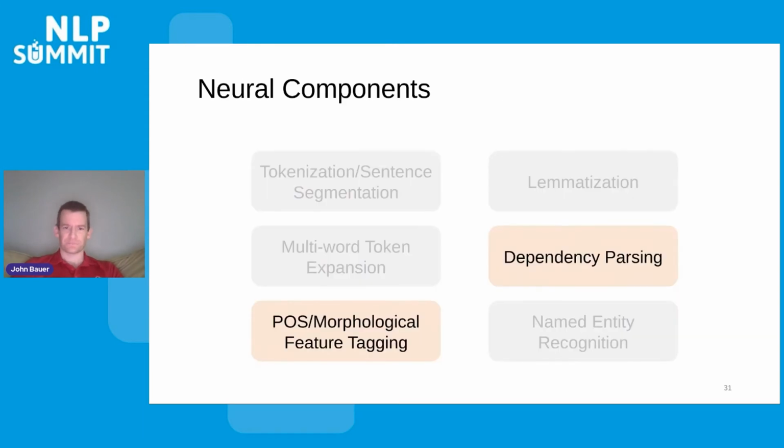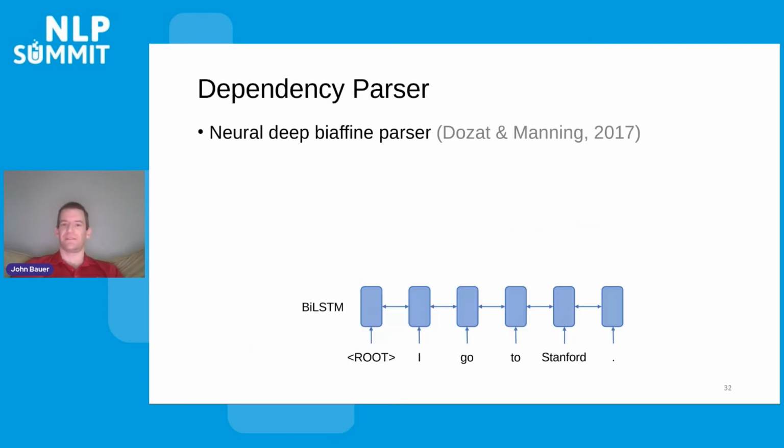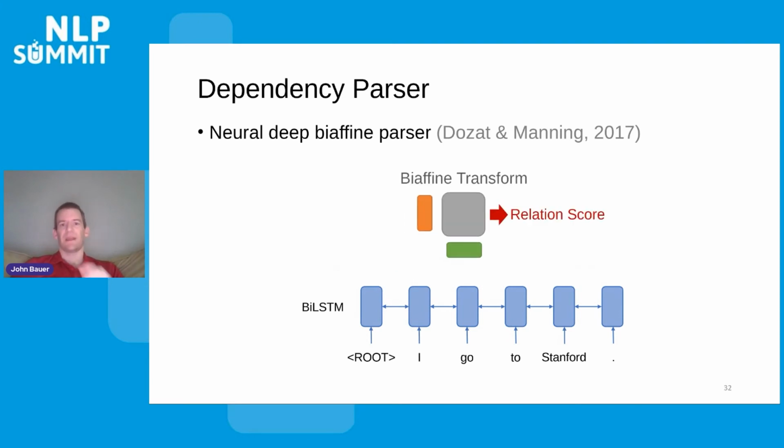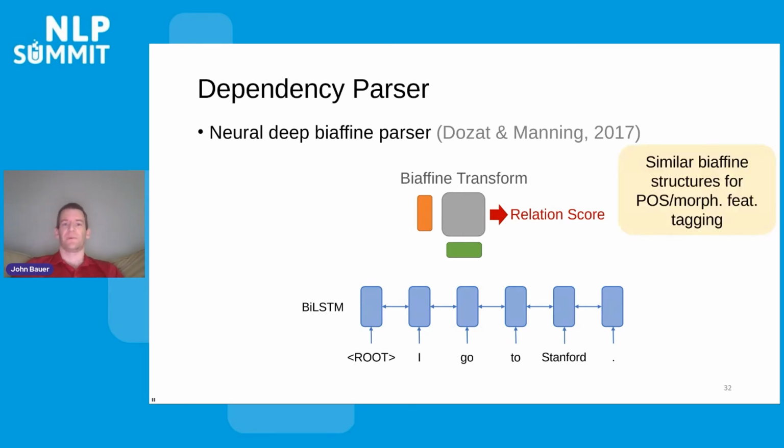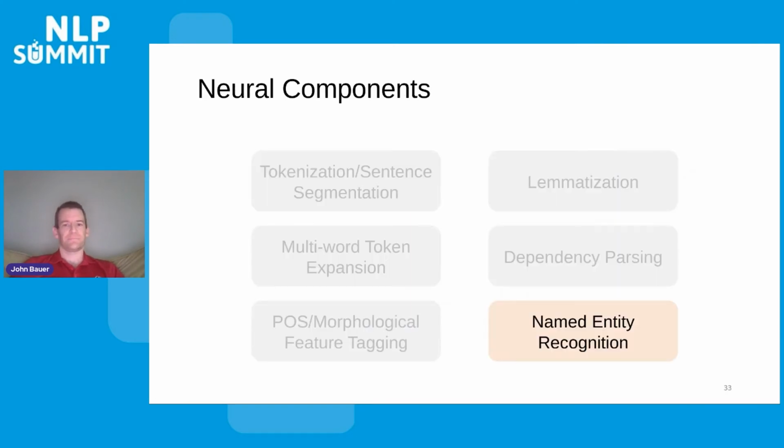The next models after that are part of speech and dependency parsing. Once again, these start from the word embeddings. We run this through a BiLSTM. We get out a representation of the head and the dependent. We run this through a biaffine transform to get the relation score between the two words. And a similar structure is used for part of speech tagging and morphological features.